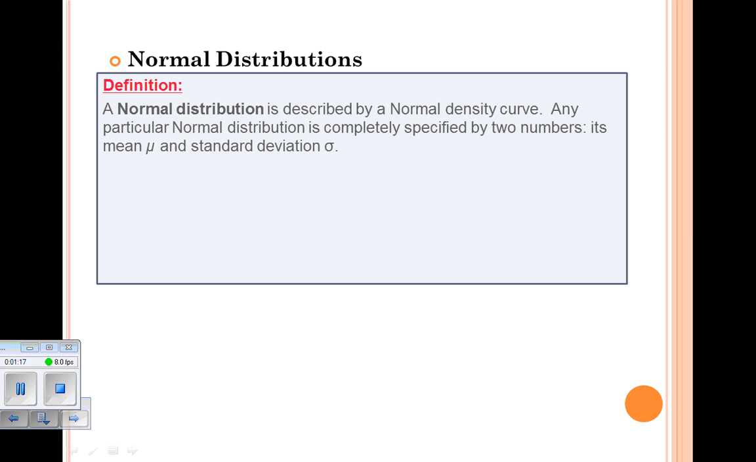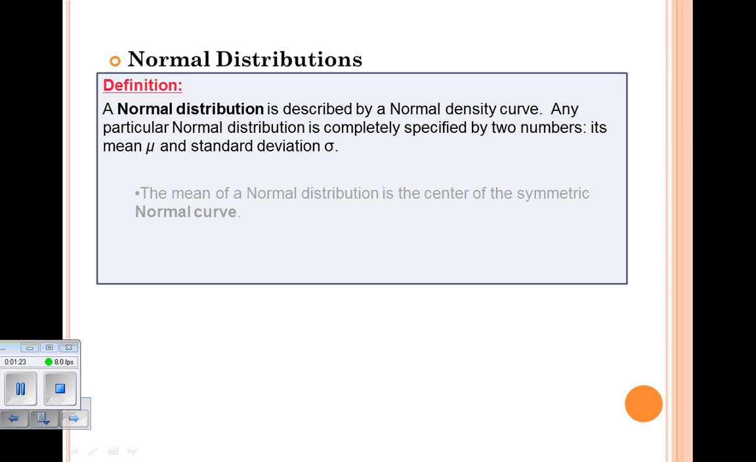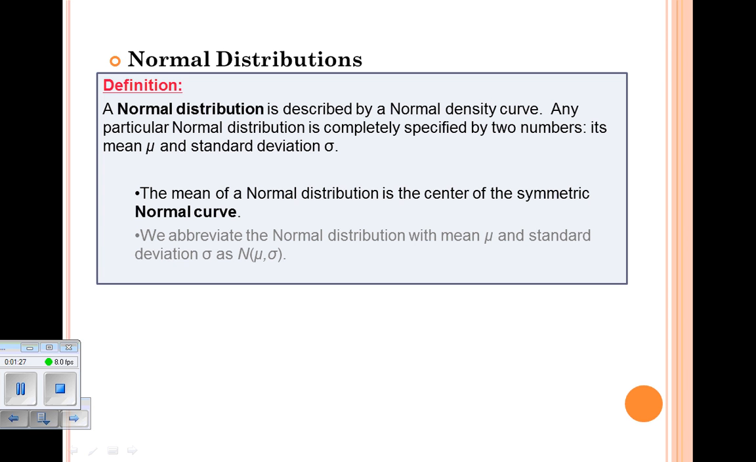All right, normal distributions. You always want to identify the distribution by its mean and its standard deviation. And this is where we would describe N by the mean and standard deviation. And remember, when you're talking about z-scores, they have always made it so that the mean is 0 and the standard deviation is 1.